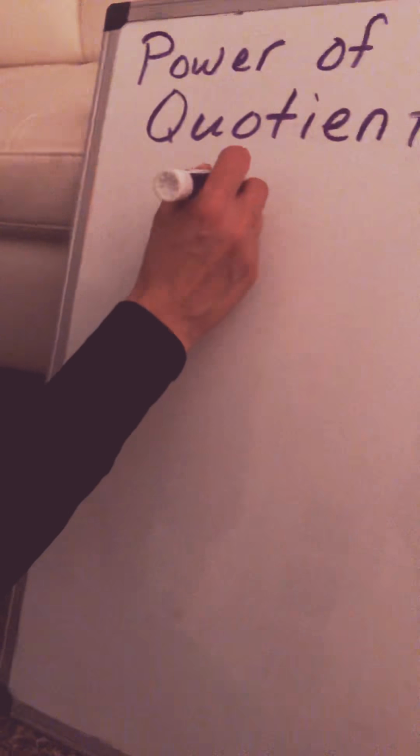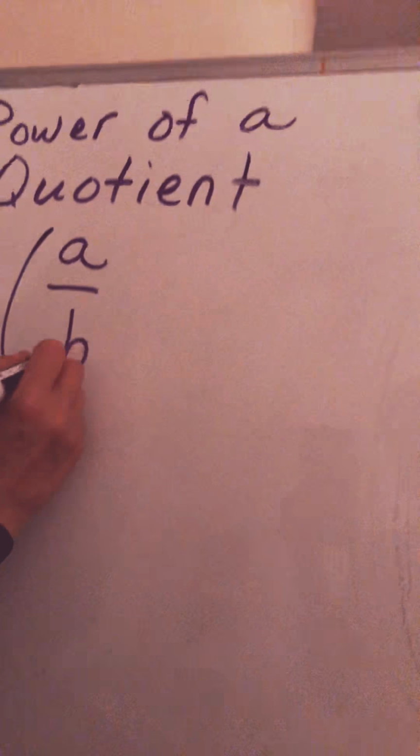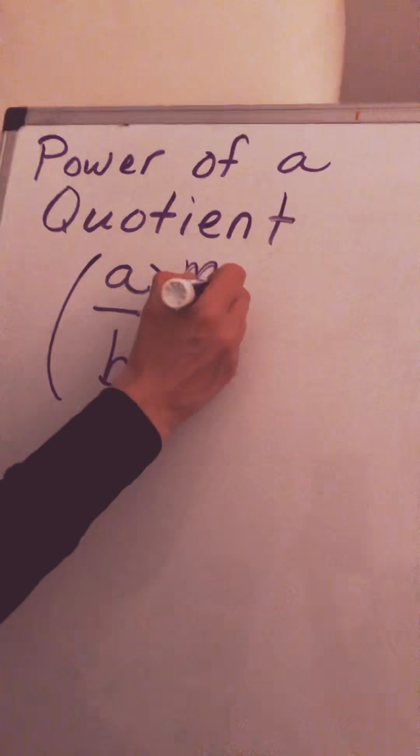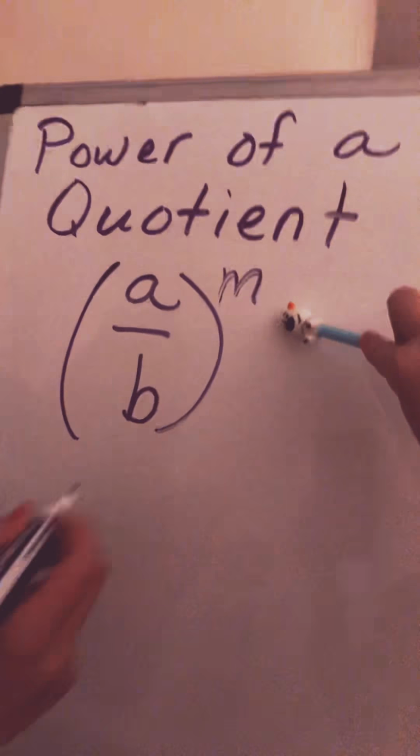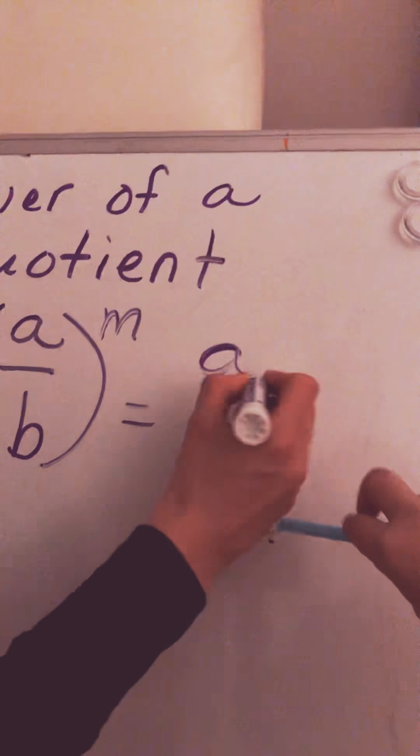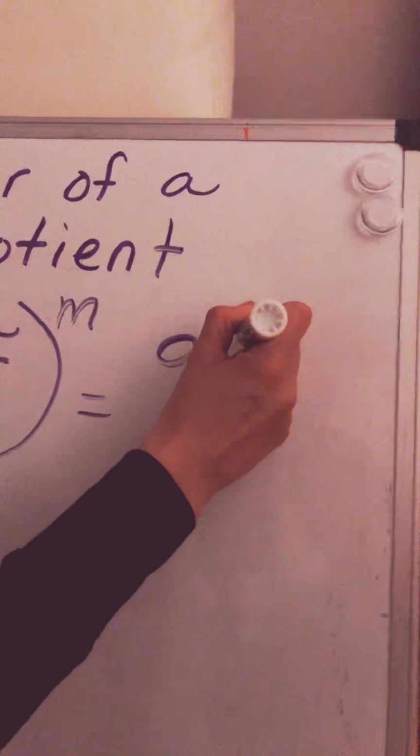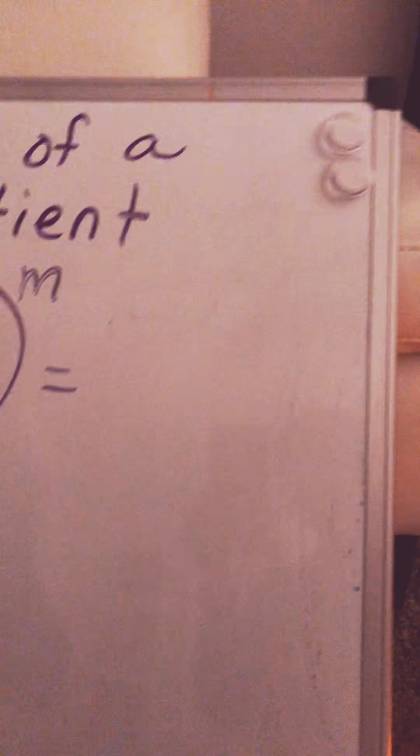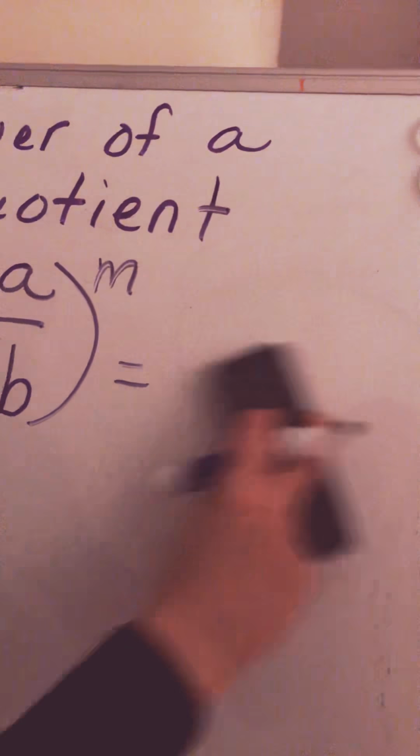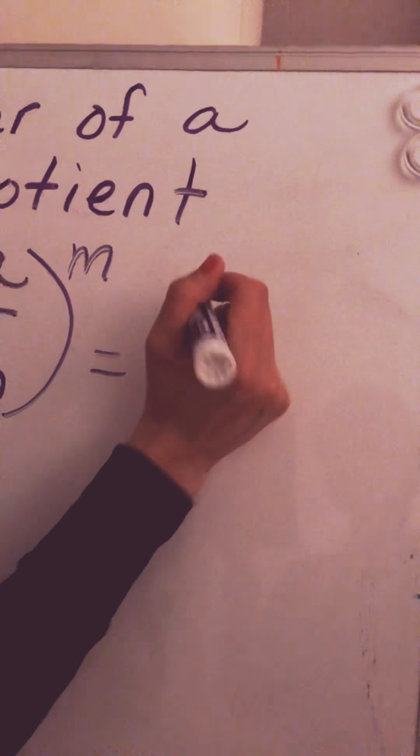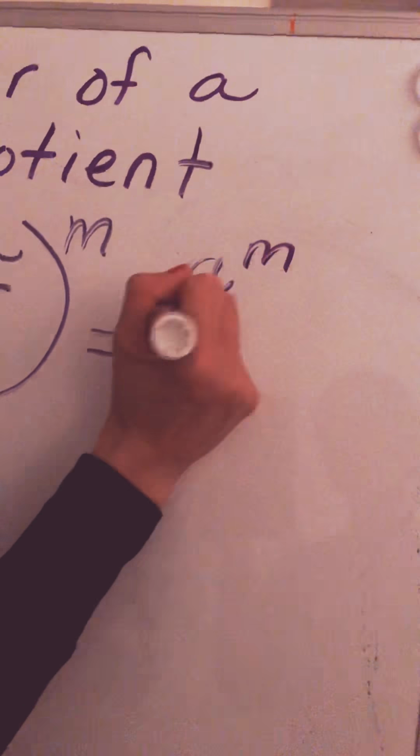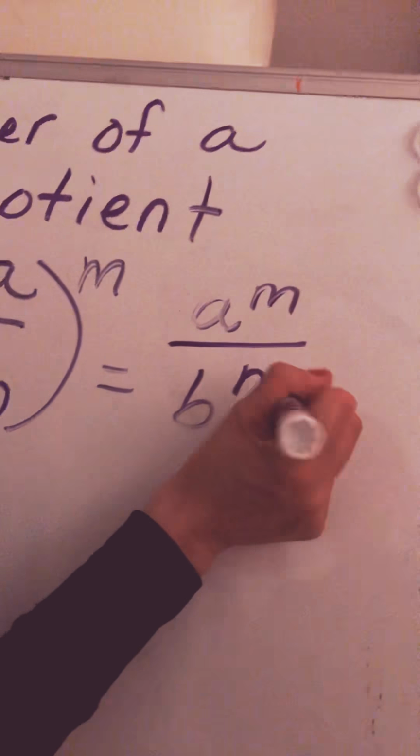The power of a quotient rule tells us that when we have two things dividing, like a fraction, a over b to the m power, we raise each one to that power. This becomes a to the m over b to the m. I apologize for the wet board. We weren't supposed to spray it yet with the spray.